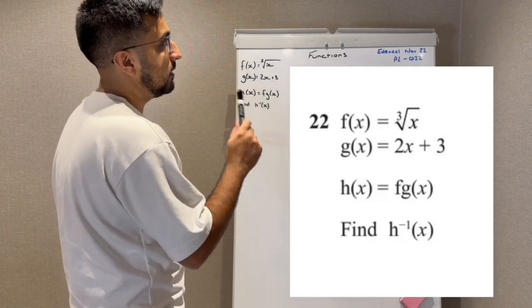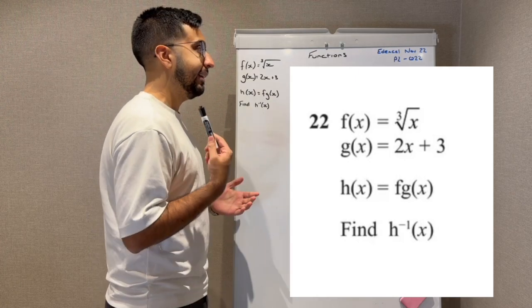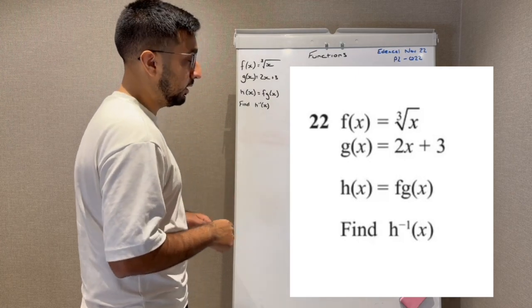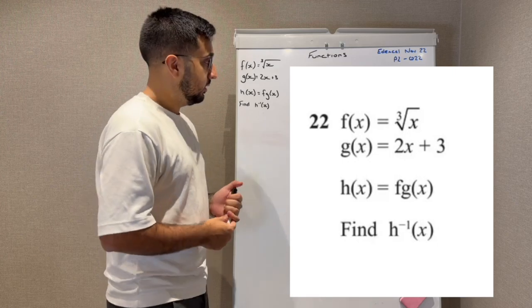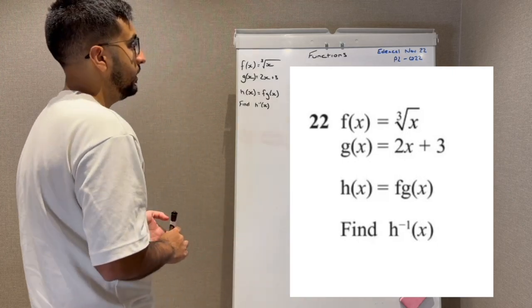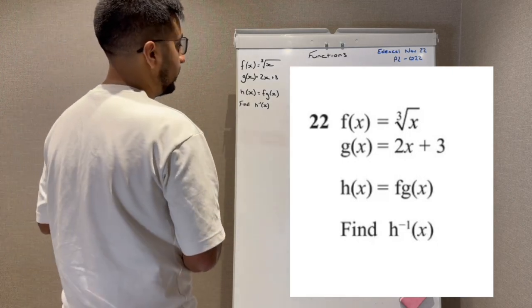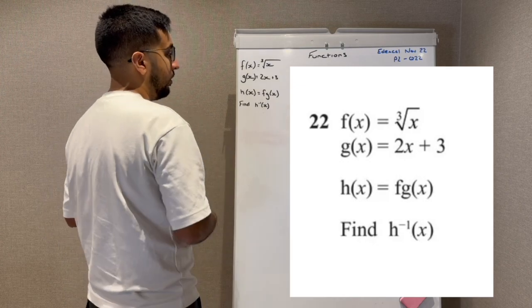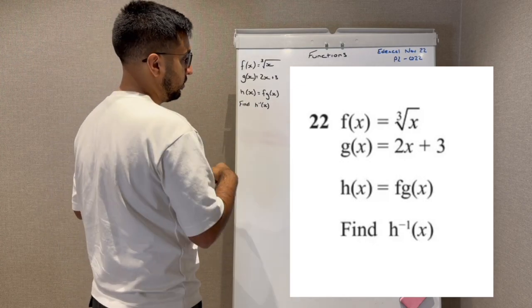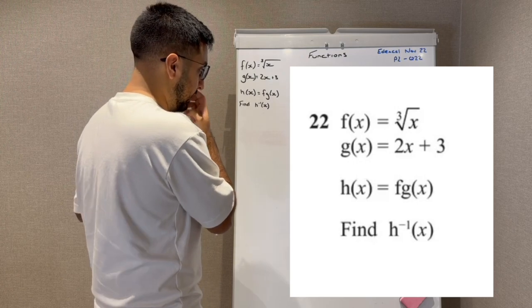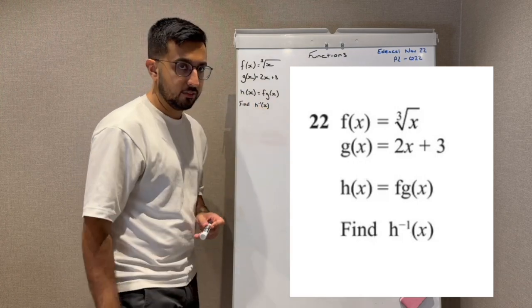This is from the edexcel November 22 paper, it's from the second paper, and it's question number 22. A lot of twos. And we have two functions, and we are told that the definition of the third function is a composite function of fg of x, and the question is asking us to find the inverse.